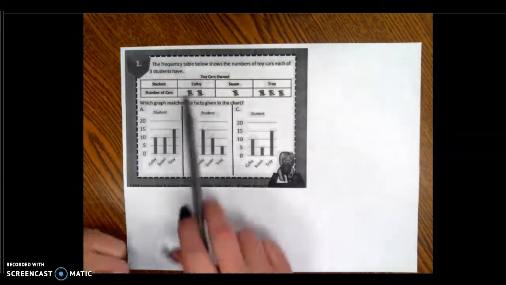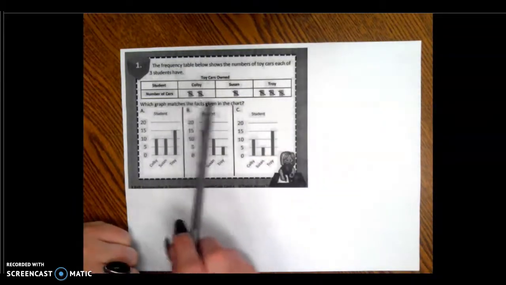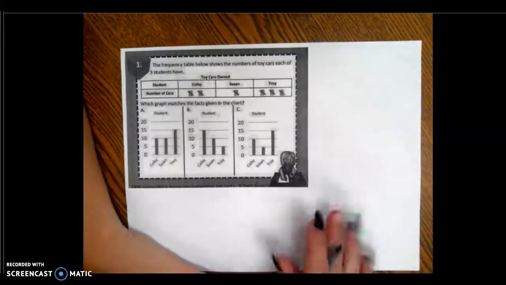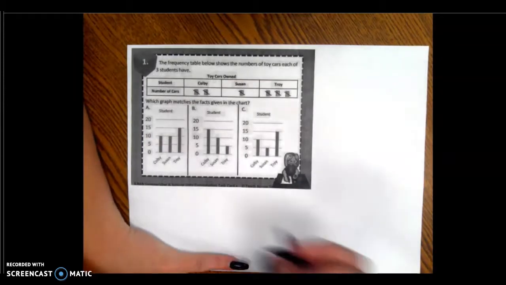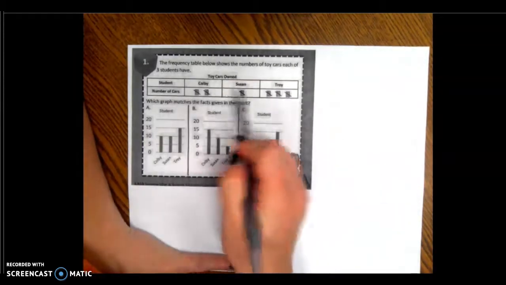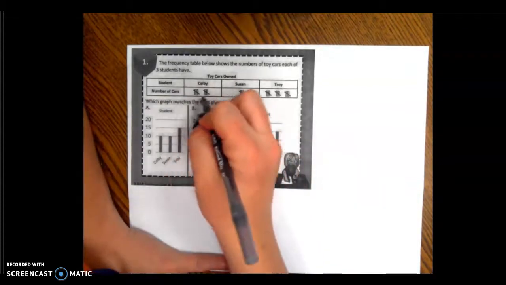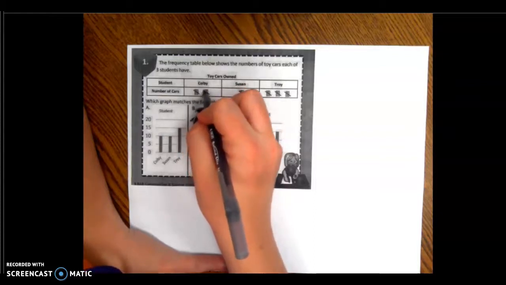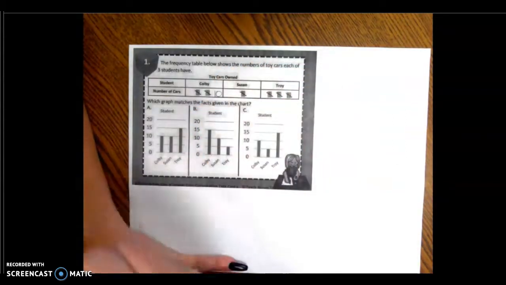Well, we know that we have 3 students, and the tally marks under each student shows the number of cars each student has. So the first thing that we need to do is figure out how many cars each student has. So what we're going to do is count the tally marks and write their total right beside their tallies. So Colby has 1, 2, 3, 4, 5, 6, 7, 8, 9, 10. So Colby has 10 cars.